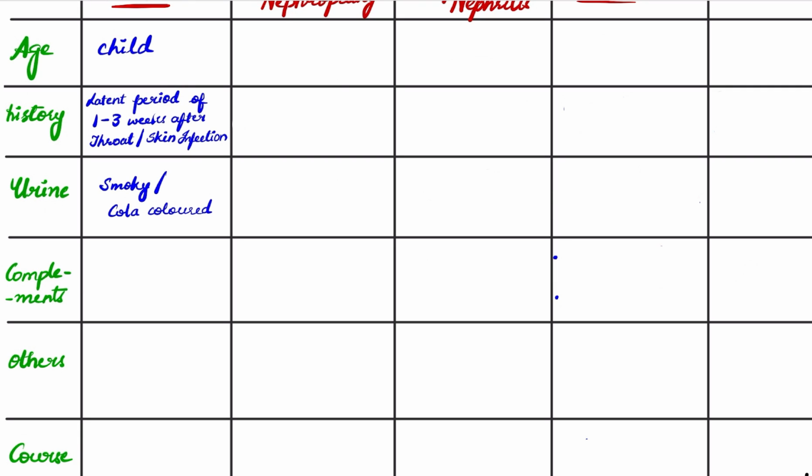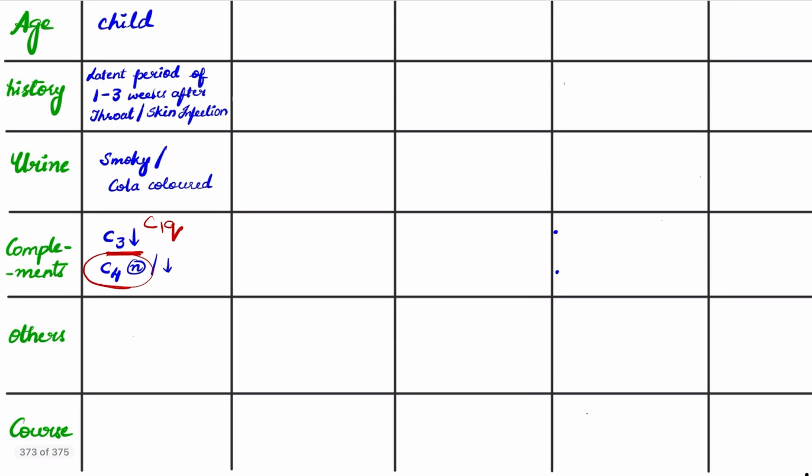Coming to the complement levels, as in the given question, the complements go down. Mainly C1q and C3 go down. C4 is normal in most cases, but in a few cases, it can also go down. Other blood tests show antibodies like anti-streptolysin O and anti-DNase B, which are positive. And it is a self-limiting disease. PSGN is self-limiting. It will resolve by 6 to 8 weeks.